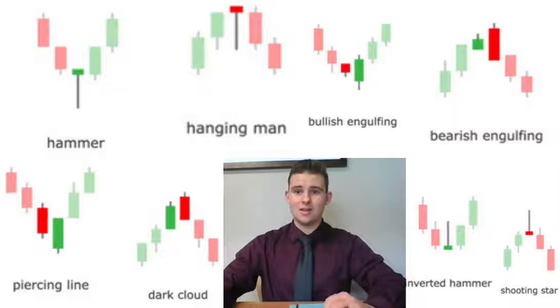And bearish engulfing is the exact opposite. You have an uptrend and then everybody decides to sell because it's at a high, and therefore you have a red candlestick that completely engulfs the green candlestick next to it.